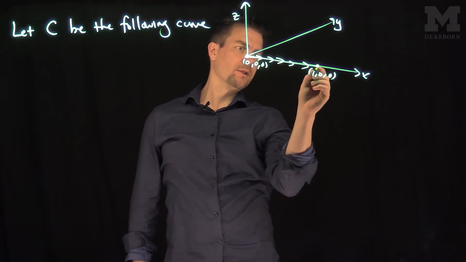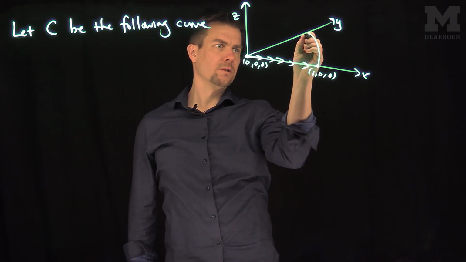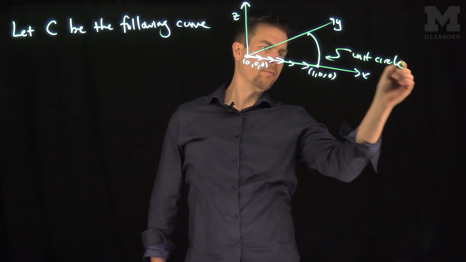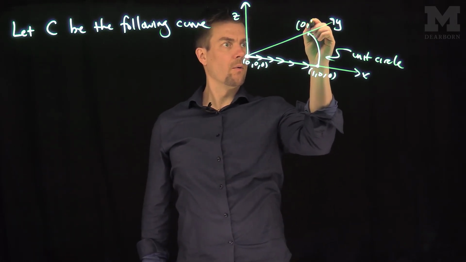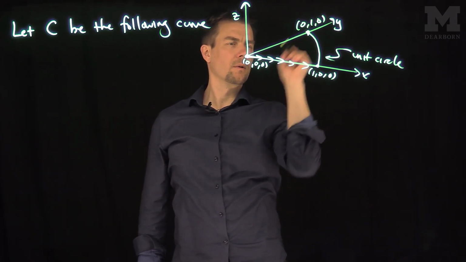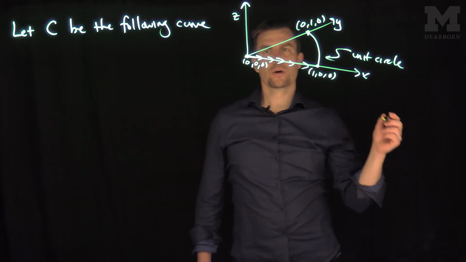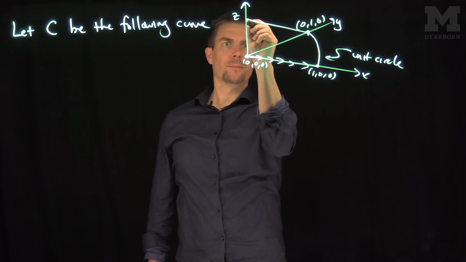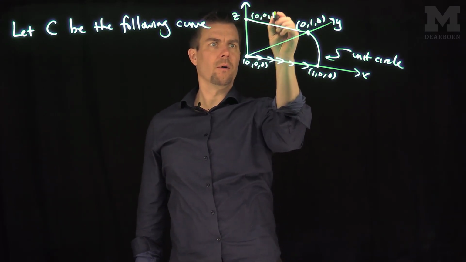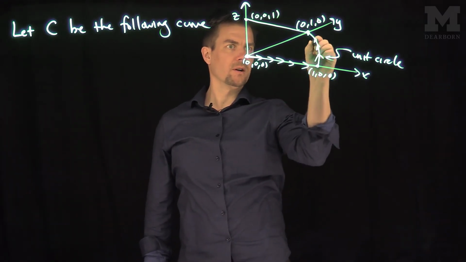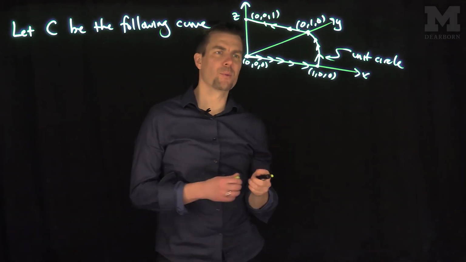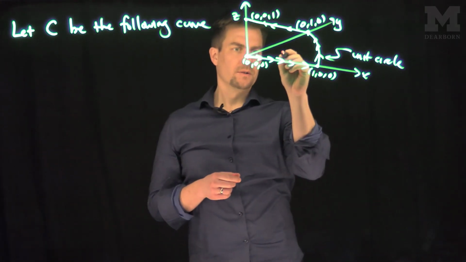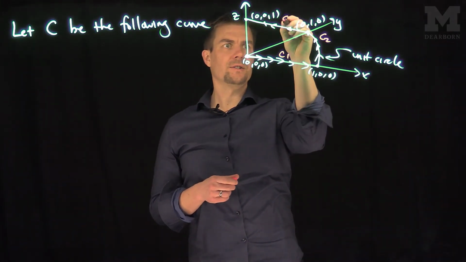Then it's going to go along the unit circle, to the point 0, 1, 0. And then it's going to go along a straight line up to the point 0, 0, 1. So my curve is three pieces. My curve is three separate curves. And so let's label them. So my curve is going to be C1 over here, C2 over here, and C3 over here.